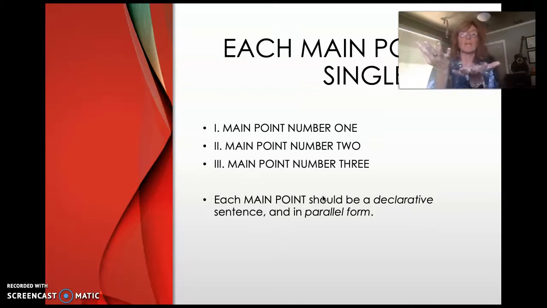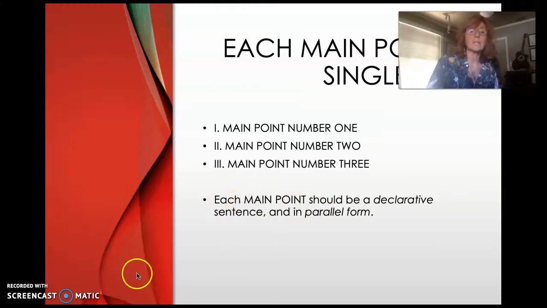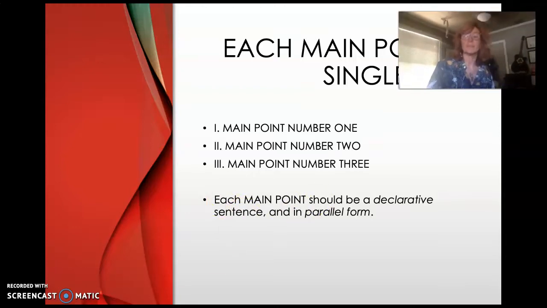Okay, but parallel means they have equal value. You have enough information to share around each main point to have equal weight, in terms of even time in which you talk about that particular point in your speech. Declarative means it's an affirmative statement. Part of being a good public speaker is using your affirmative voice, sounding like you know what you're talking about.